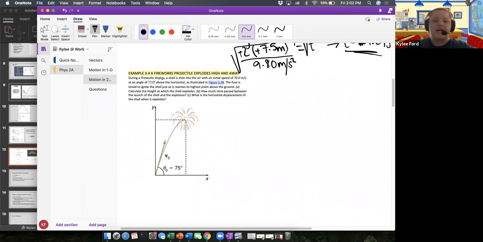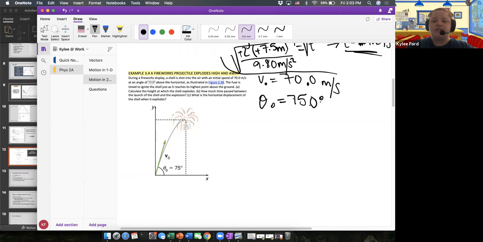Now we are looking at a firework projectile. During a fireworks display, a shell is shot into the air with an initial speed v naught equals 70 meters per second, at an angle theta naught equals 75.0 degrees. It's illustrated in this image here.